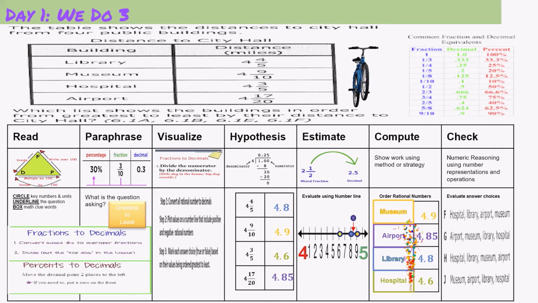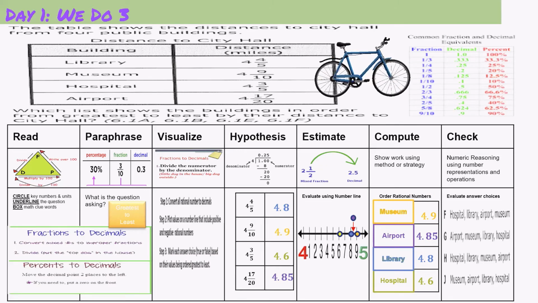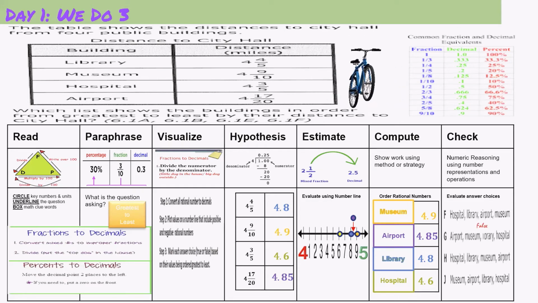Okay, now I want to justify my answers by finding out which statements are true and which ones are false. When I look at F, I have hospital, library, airport, and museum. That would be false because that is going least to greatest. The next, I have airport, museum, library, and hospital. This would be false because museum should be the greatest. Next, I have hospital, library, museum, airport.